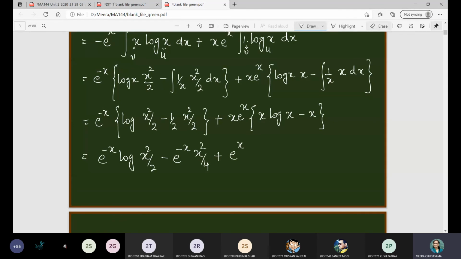Right hand side, sorry, I have just made a mistake. This is with the positive sign. Yes, so it is with the positive sign. So this is x square log x and minus x square e raised to x, right?